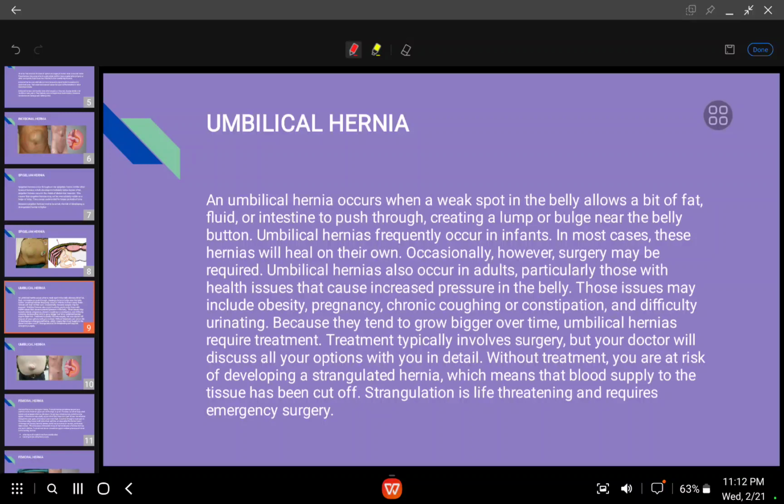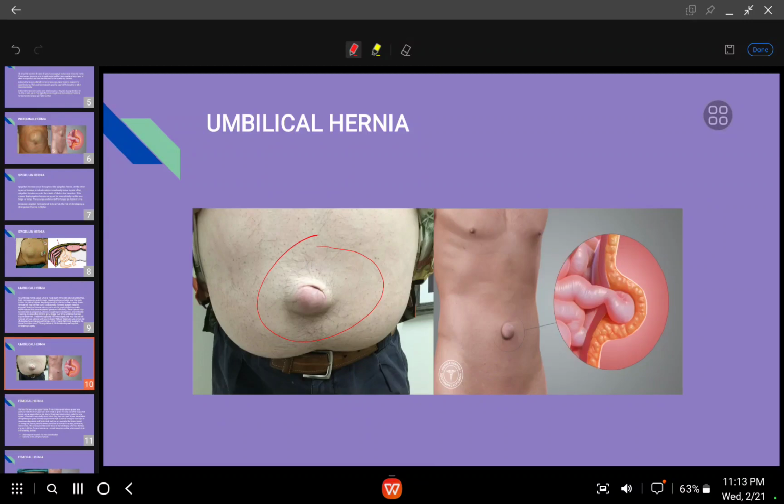Umbilical hernia also occurs in adults, particularly those with health issues that cause increased pressure in the belly. Those issues may include obesity, pregnancy, chronic coughing, constipation, and difficulty urinating, because they tend to grow bigger over time. Umbilical hernias require treatment. Treatment typically involves surgery, but the doctor will discuss all the options in detail. Without treatment, there is a risk of developing a strangulated hernia, which means that the blood supply to the tissue has been cut off, and strangulation is life threatening and requires emergency surgery. So here is the umbilical hernia.